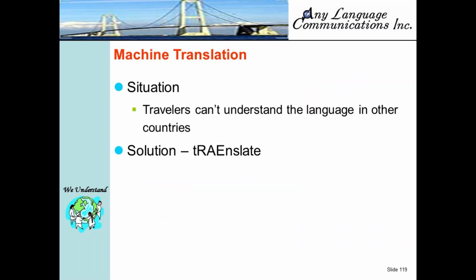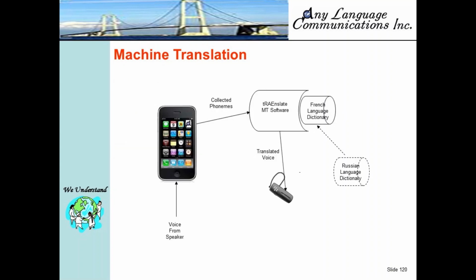We've already seen the kind of high-quality machine translation relationship analysis can do, but we can extend that beyond text to voice. Here we have a smartphone with an any language app. The user can point the phone towards a French speaker, and the app will collect the phonemes for processing by Translate, which sends the translation to the user's earpiece. If the user then travels to Russia, all he or she has to do is replace the French language dictionary with a Russian language dictionary, which also includes the syntax, and relationship analysis would do the translation from Russian.